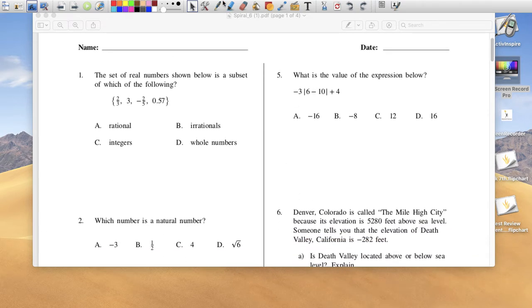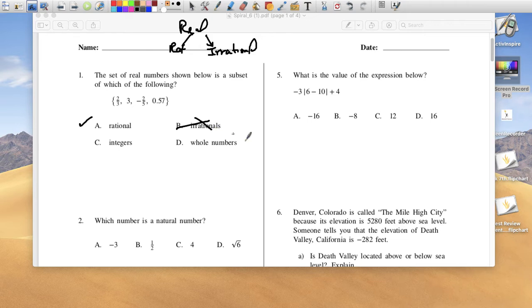And let's start with the first question. So pretty much you'll see a little bit of everything. The set of real numbers shown below is a subset of which of the following? So remember, are these all rational numbers? Yes, right? Because remember, real numbers are divided into the rational on one side, and the irrational on the other, but definitely these are not the irrationals, these are the rational numbers.